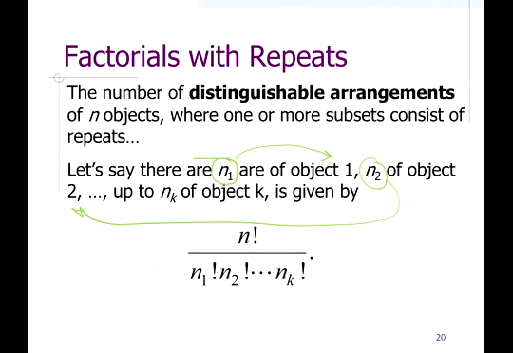Then the total number of distinct or different arrangements is given by, well, before it was just n factorial, right? If everything was distinct and different, then there's n factorial different ways to arrange these objects. But if there are repeats, now we have to divide by how many repeats there are of each object, and that factorial.